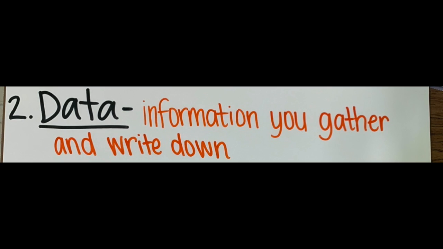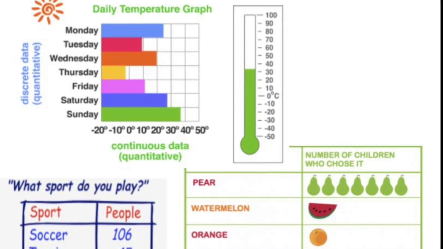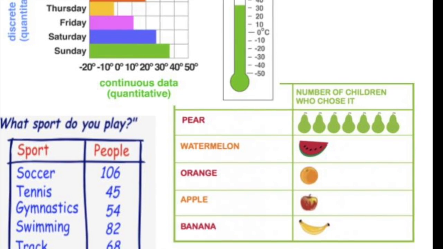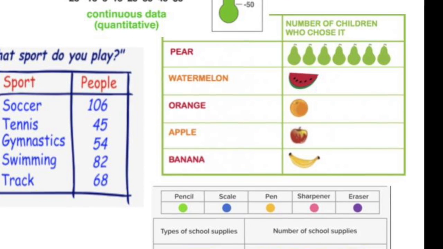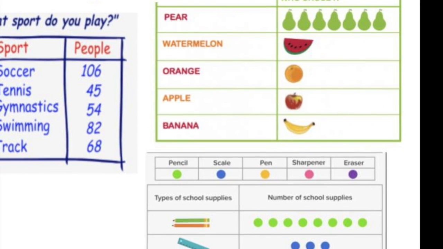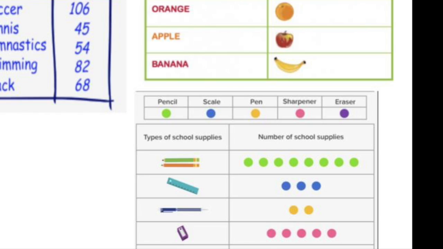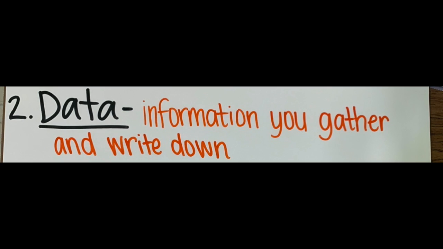Data is information you gather and write down. So here are several examples of data. As you notice, it's measuring something, it's being recorded, it's information that people have given you or that you have observed. Okay, so data does not become data until it's written down. Until it's written down, it is just information. You have to write it down for it to become data. Data is information you gather and write down.